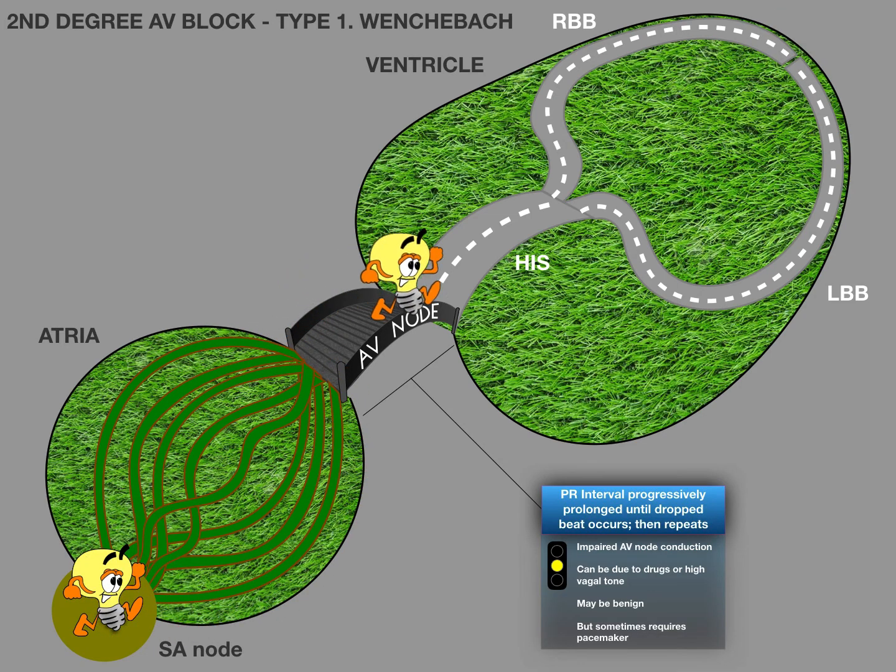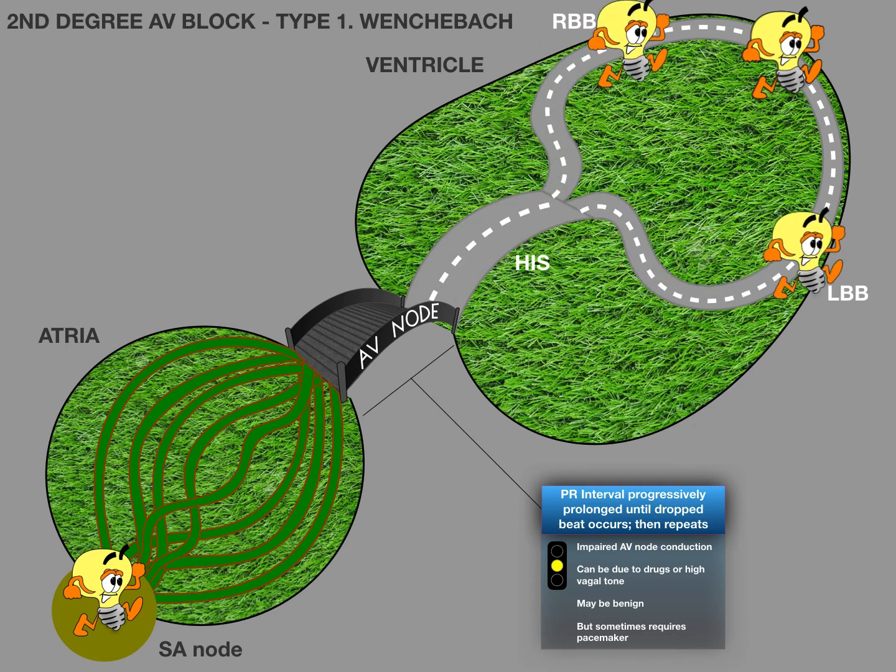So what you're seeing here is the PR interval progressively prolonging with each beat until a beat is dropped, and then the pattern repeats. This is due to impaired AV node conduction, although it can also be due to drugs such as beta blockers or high vagal tone. In some people, this is a benign condition, but it does sometimes require a pacemaker.